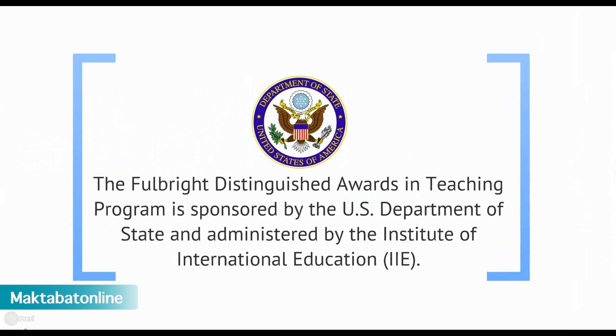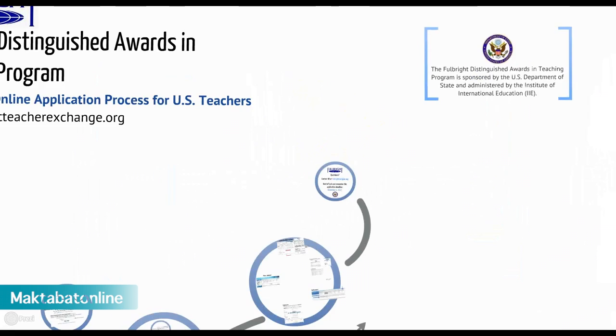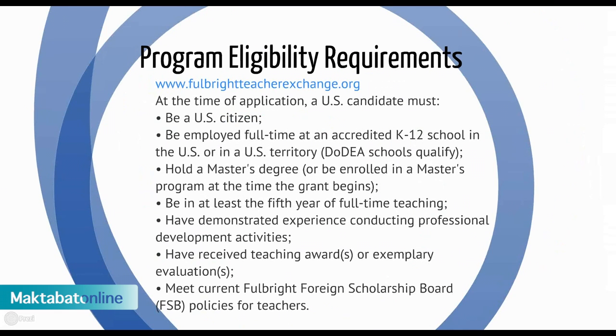The Fulbright Distinguished Awards in Teaching Program is sponsored by the U.S. Department of State, Bureau of Educational and Cultural Affairs. It is administered by the Institute of International Education. Before completing the application, all potential applicants should first review the program eligibility requirements found on the program website. U.S. applicants must meet all eligibility requirements to be considered for this Fulbright program.